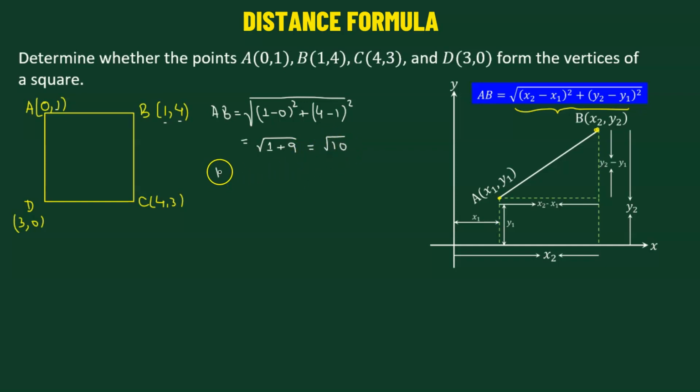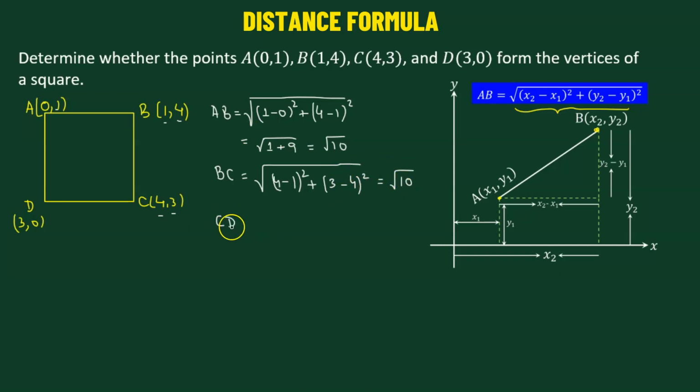Now let's find the value of BC. BC is going to be equal to the square root of the difference of the x coordinates. We start with the x coordinate of C, which is 4, and from it subtract the x coordinate of B, which is 1. So (4 minus 1) squared. Then add it to the difference of the y coordinates. We start with 3, and from it subtract the y coordinate of B. So we have (3 minus 4) squared. When you compute this value, this also comes out to be the square root of 10.